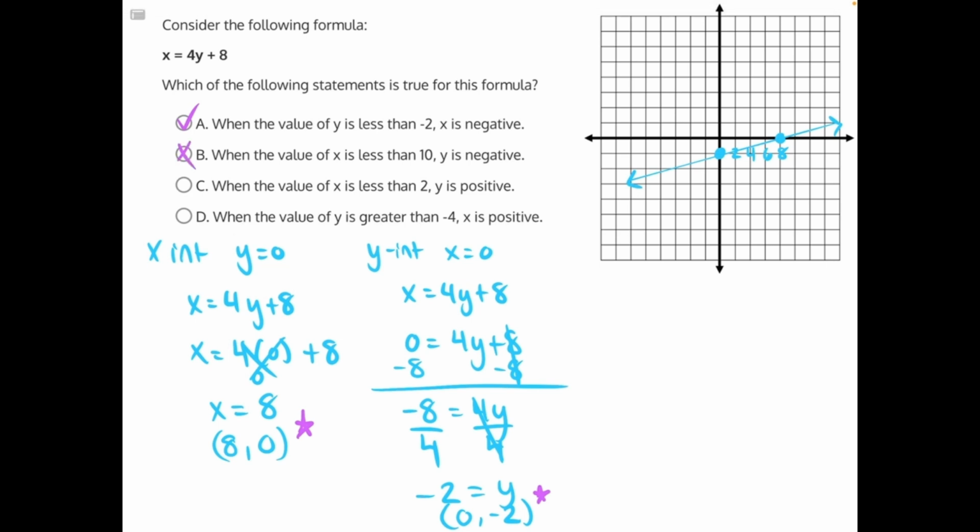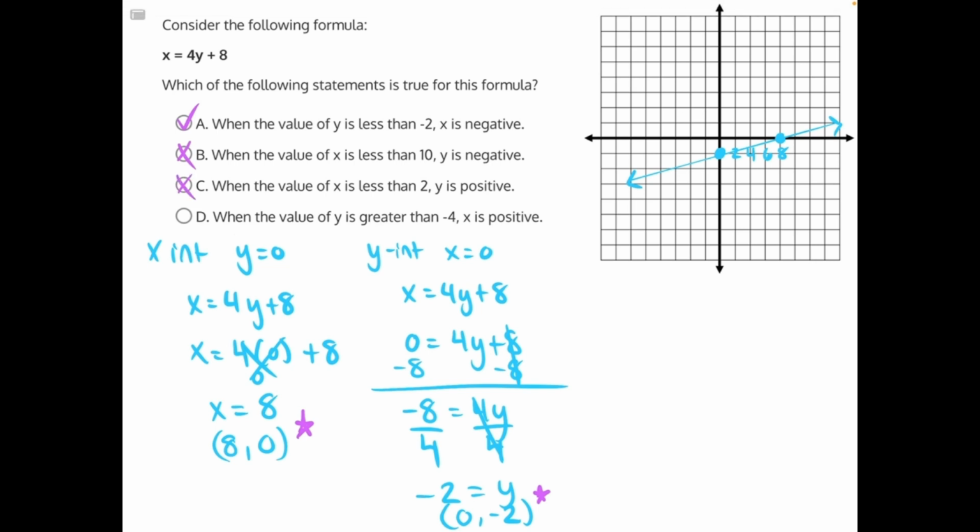B is incorrect. C says when the value of x is less than 2, y is positive. Well, before we even look at less than, we can see that this point is below the x-axis, which means the y value is already negative, making that answer choice incorrect.